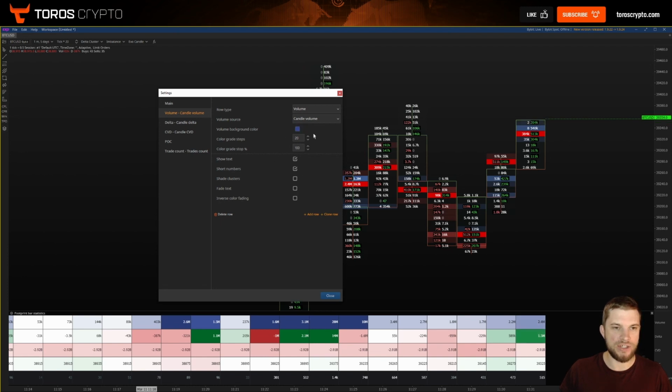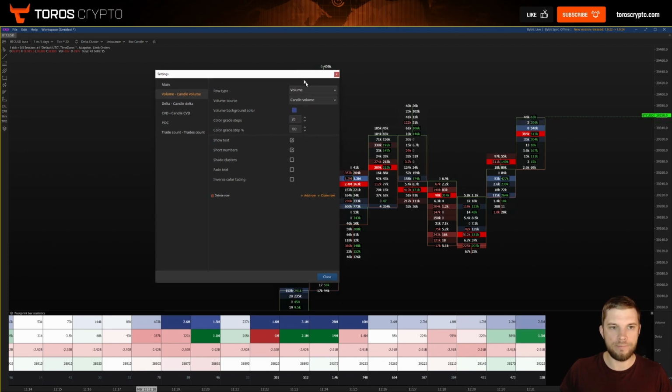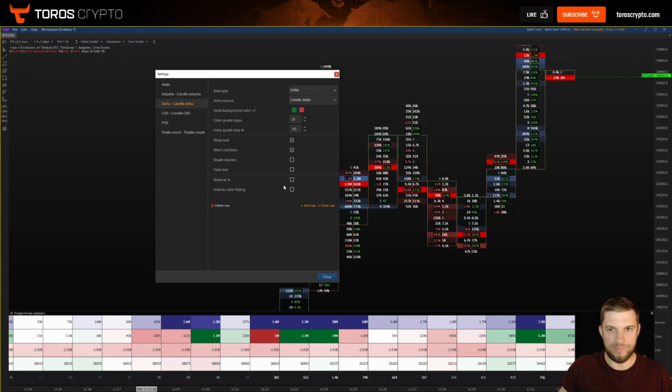You can change the color of the volume. So if you did want the volume ones to be different colors, you can see the various colors coming around on this. What you can also do, of course, is change the color grades on here.